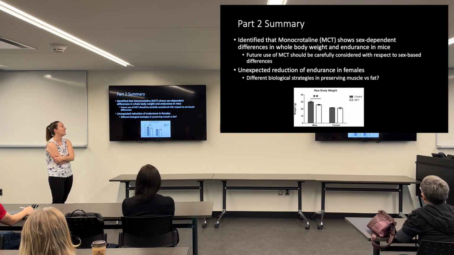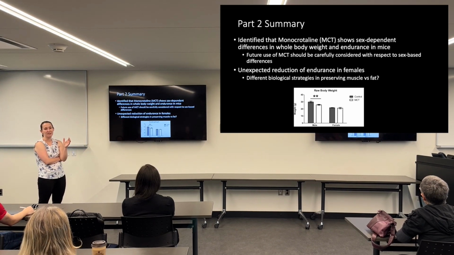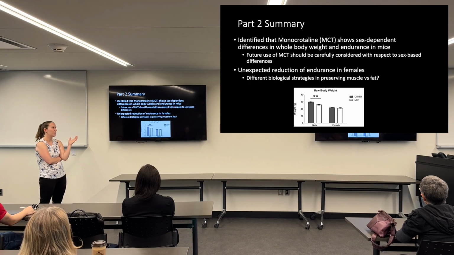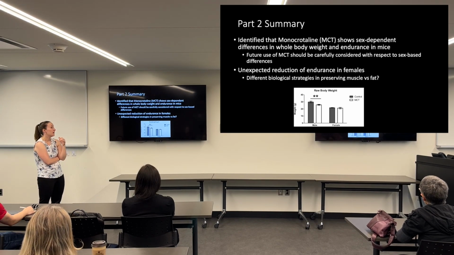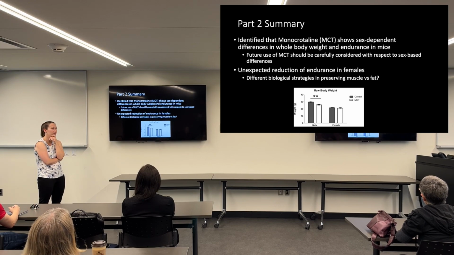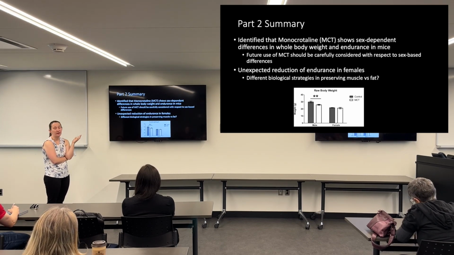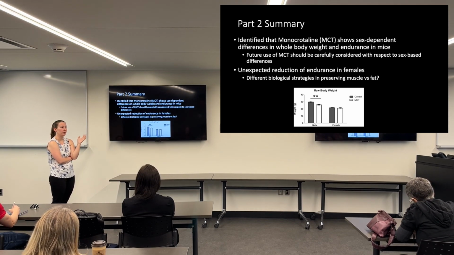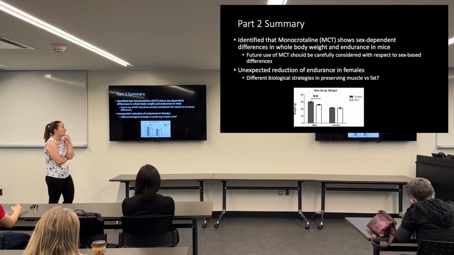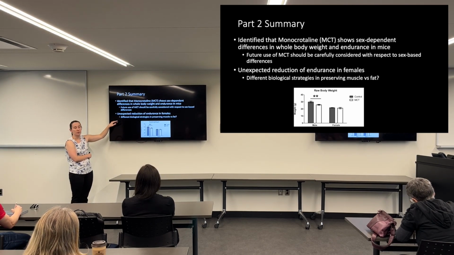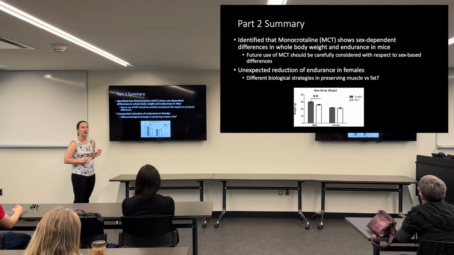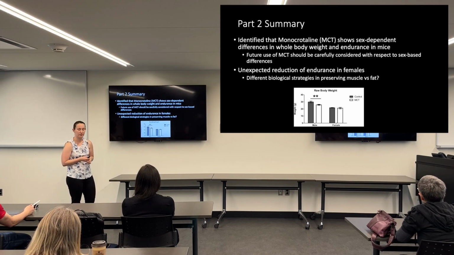So to summarize, we see sex-dependent differences in this heart failure model of monocrotaline, or MCT, and it's the first study to ever directly compare the 2 sexes of mice, even though it's a very widely used drug. So this could have some bigger implications in the field of skeletal muscle biology. We're still trying to figure out what's going on with the endurance, but like I said, I think some more analysis is required.